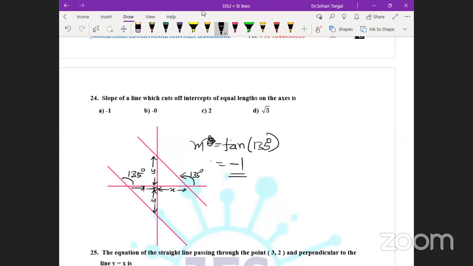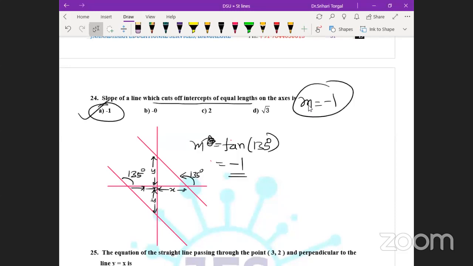-1. Option A is the answer. Remember, when it is equal intercepts, the slope is -1. Okay.